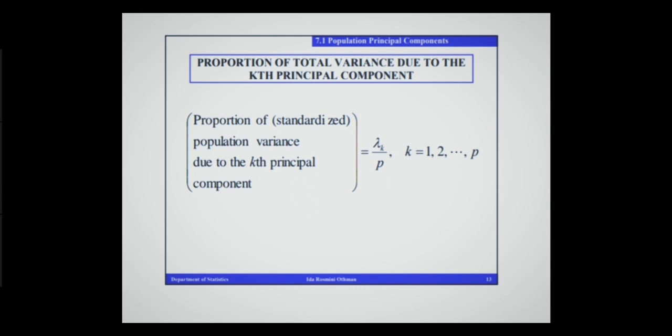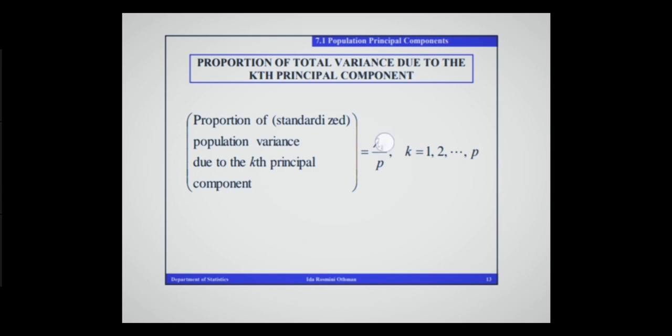Before this, if we are using the matrix of sigma, the formula is lambda k divided by the summation of lambda, right? So actually this is equal to this, the formula for when we obtain the principal component using the standardized variable. Okay, let's say we want to find the first principal component, what is the proportion of the total variance due to the first principal component?